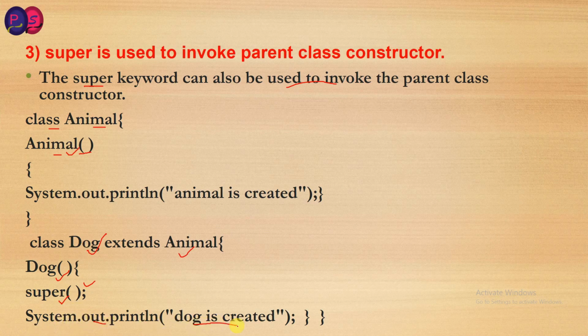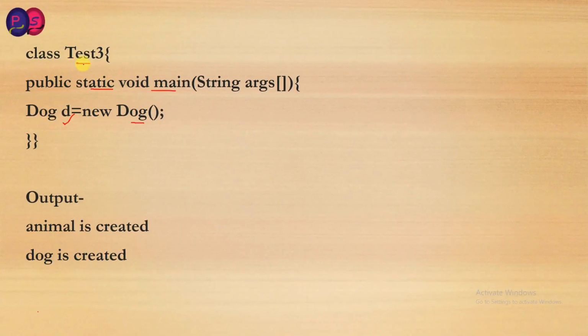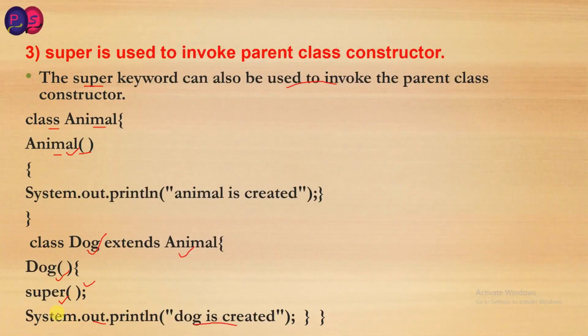We have created a main class, and then we have created an object of type Dog. So what will be the output? The output will be Animal is created and Dog is created. Why is Animal is created printed? Because here we are calling the superclass constructor through super, and in that it is printing Animal is created.